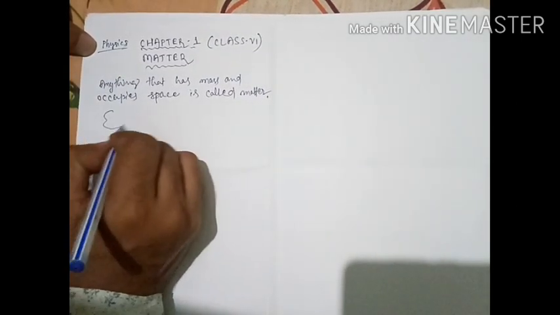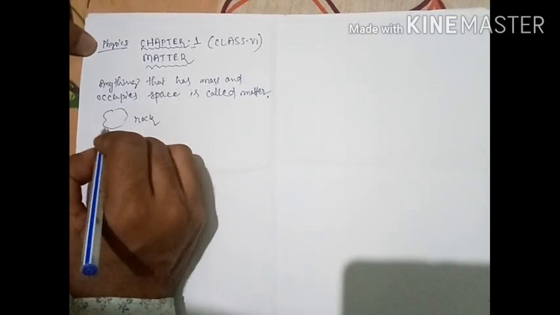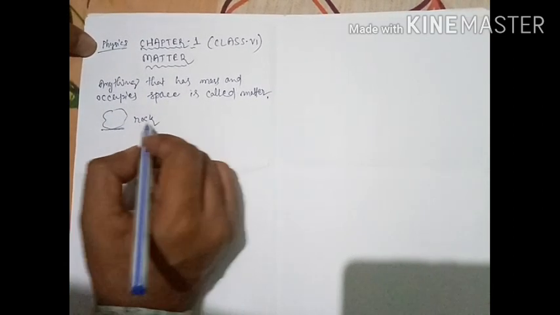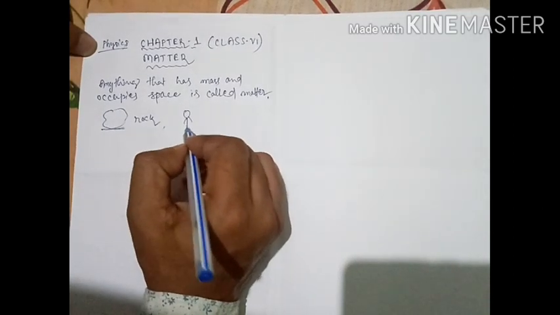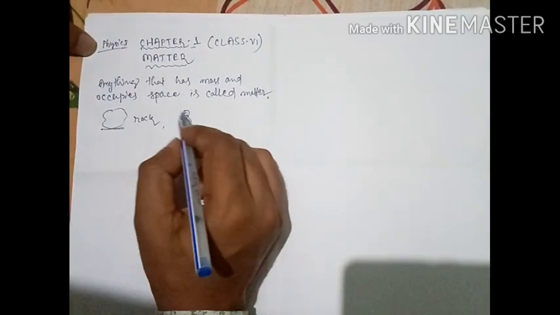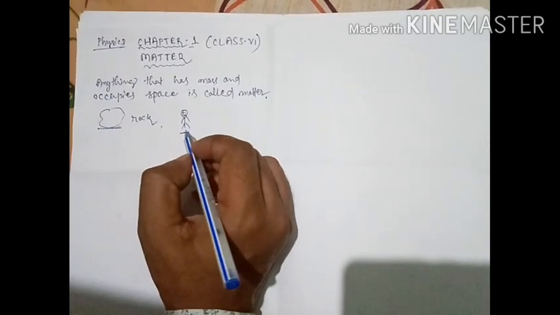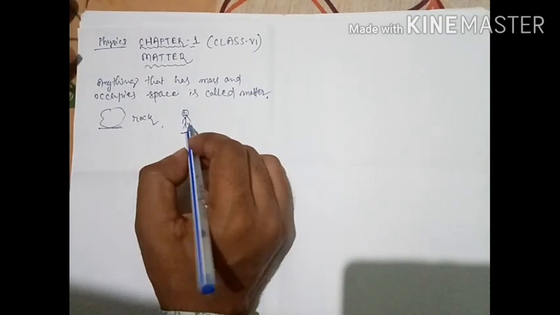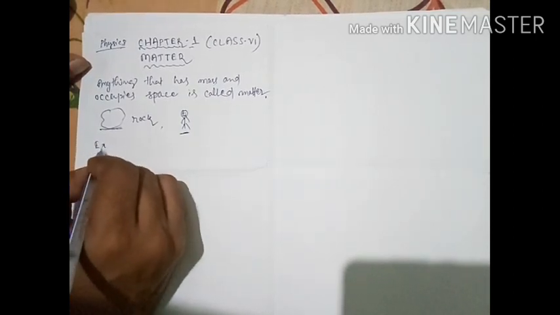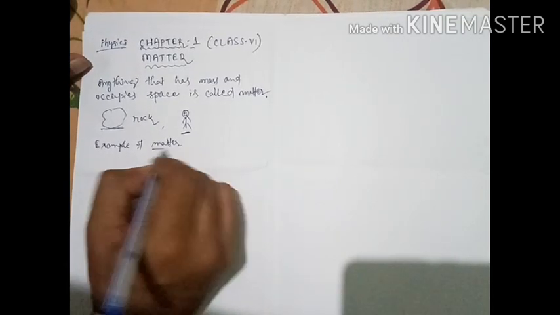Suppose a rock. If I take this one rock, it has some mass and it occupies some space, so this is matter. If I take a human being, suppose I take the example of you, a class 6 fellow, this fellow also has some mass and also occupies some space, so this is also matter. If I ask you to give some examples of matter, what examples will you give, students?